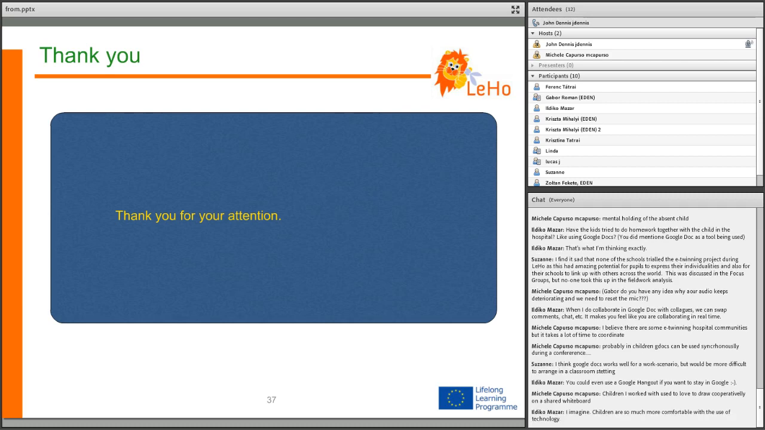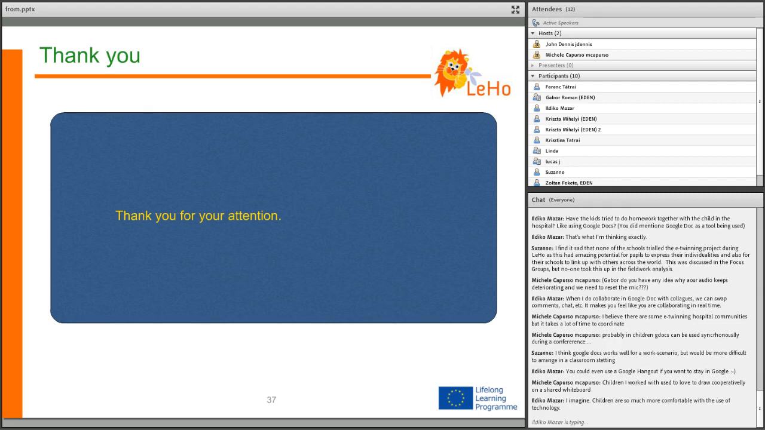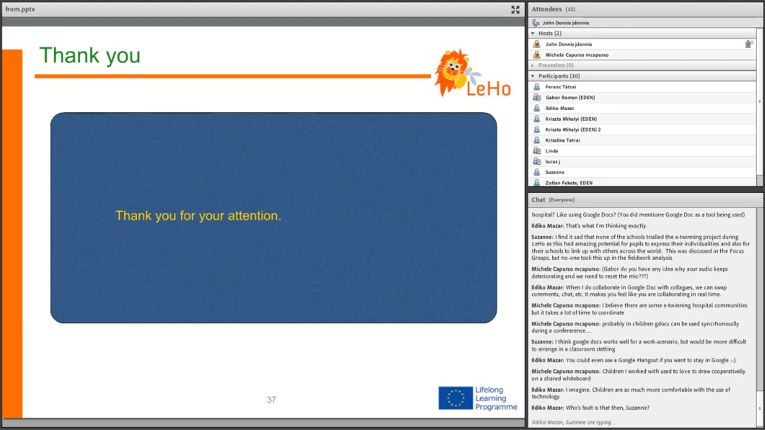Suzanne says that Google Docs works well in a work scenario, but it might be difficult to arrange in the classroom setting. Yeah, I don't know. It would be interesting to test it out and see if they could actually co-create synchronously. But I don't know if that part of the software has been used.